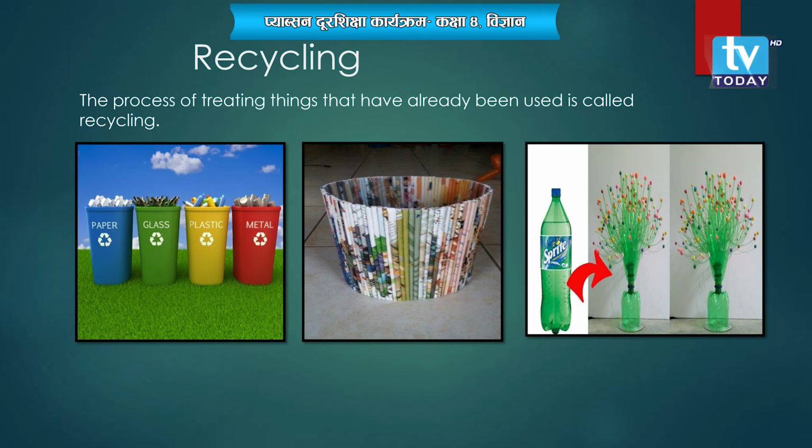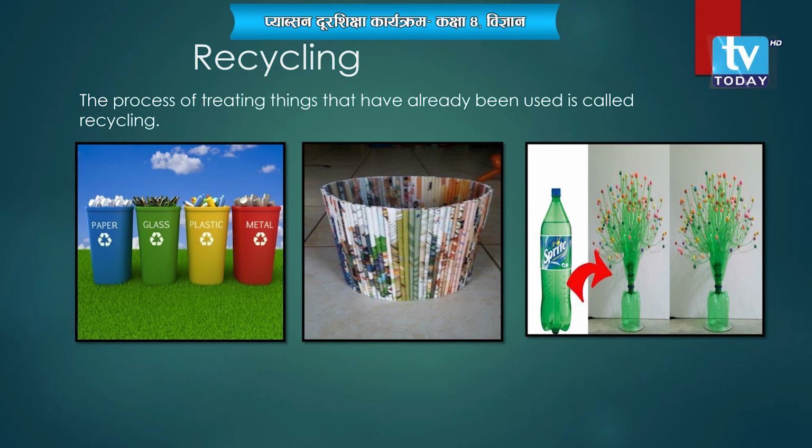Whereas glass and metals are also sent to certain factories and can also be recycled. Like the thrown water bottles, if we can recycle them, they can be changed into many decorative items as well, isn't it? And we can also make them to store something inside them. So in that way they can be recycled. That is one of the ways by which we can dispose waste, that is recycling.